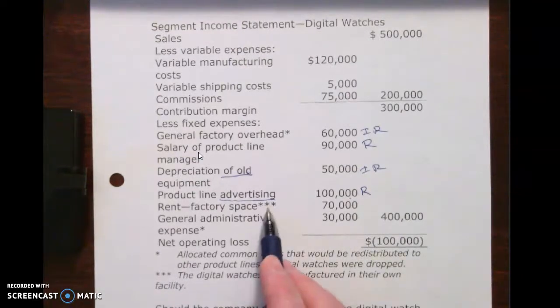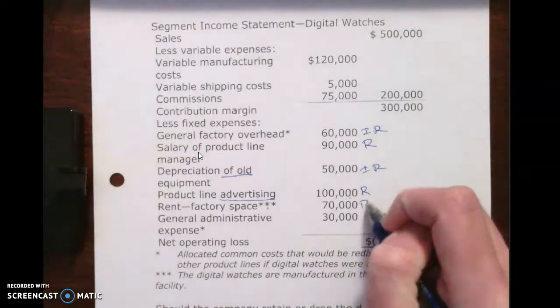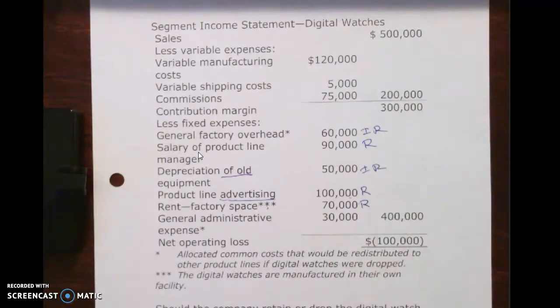Rent on factory space, this one has 3 asterisks, and look down here, it's manufactured in its own facility, which means that if we get rid of this digital watch line, we don't have to pay rent on this factory anymore. So that's going to go away if we get rid of the digital watch line, so that's relevant.